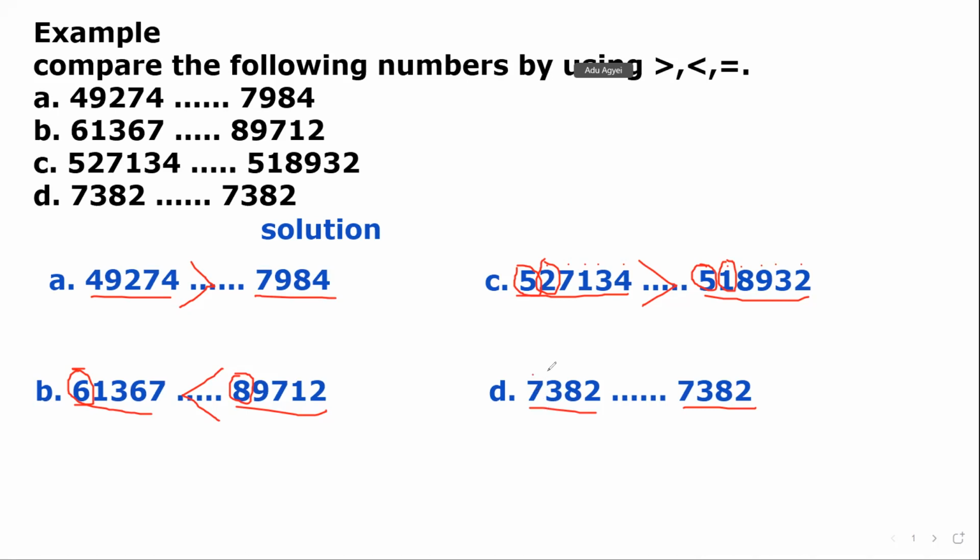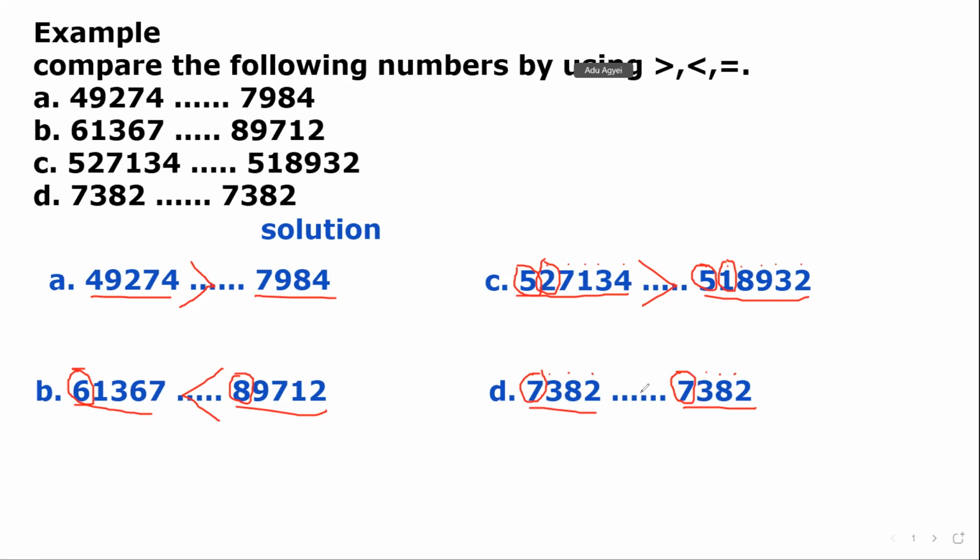You have 1, 2, 3, 4. Then you check the other side. 1, 2, 3, 4. Then they are having the same number of digits. Then you compare the first digits. The first digit here is what? It is 7. This one is 7, right? Good.